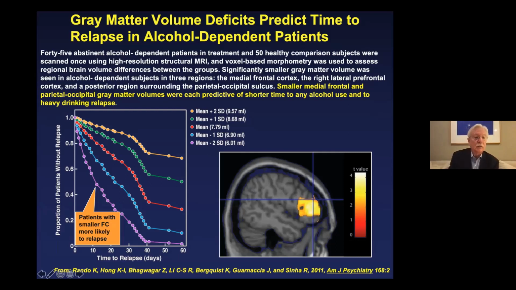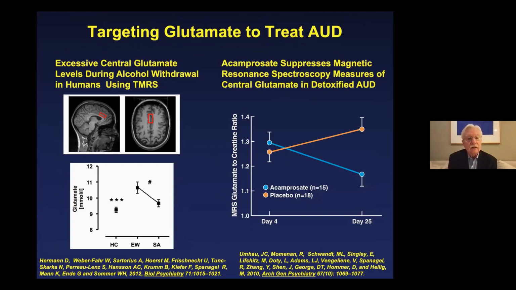And you can see here in the proportion of patients without relapse, the patients with smaller frontal cortex were more likely to relapse. This is a human study suggesting that disruption of function in the frontal cortex can lead to relapse. And I mentioned that glutamate is dysregulated. Over the years, there have been studies showing that glutamate is activated in animal models, but also in humans during ethanol withdrawal. And I urge you to focus on EW, ethanol withdrawal, in this study from Rainer Spanagel's group.